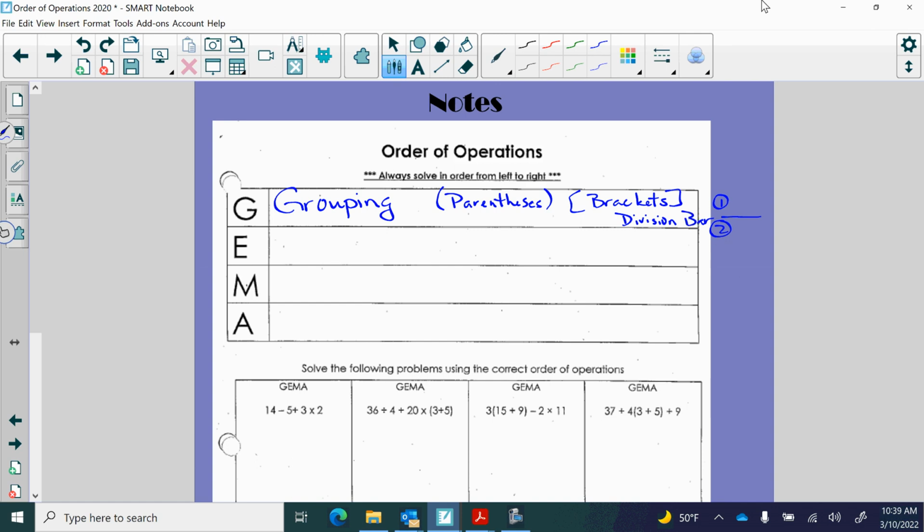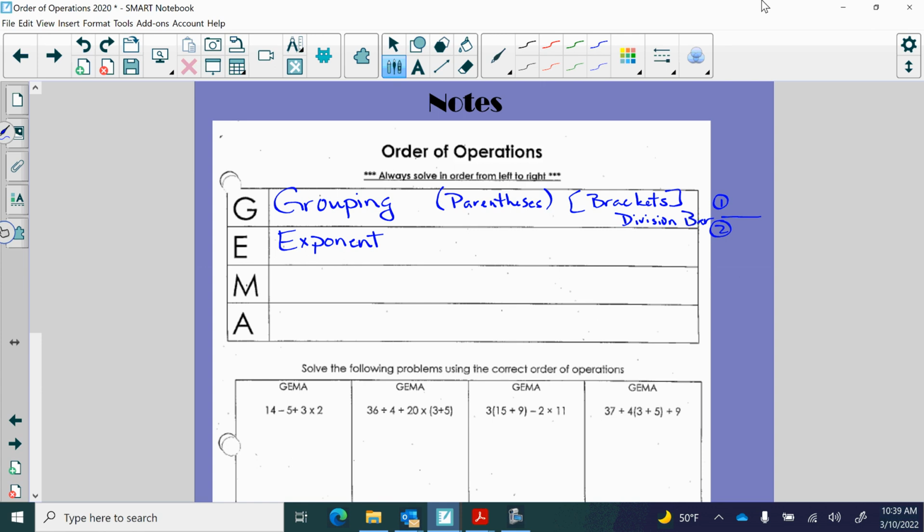Now the E didn't change. So the E is the same. Anybody know what the E is? No, we just did it. Exponents. So E is our exponents. So we'll go through, we'll do any exponents first. Key thing to remember on the exponents is the exponent is telling me how many times I'm multiplying that base number by itself. So be cautious on that one.